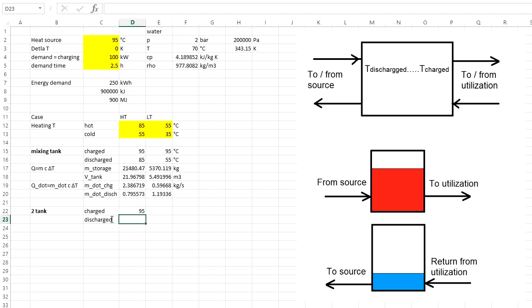In the discharged state, it's the temperature of the return from the heat utilization over here. Eventually, if there would be heat exchangers, the return temperature would not cool it down that much. So plus the temperature difference.